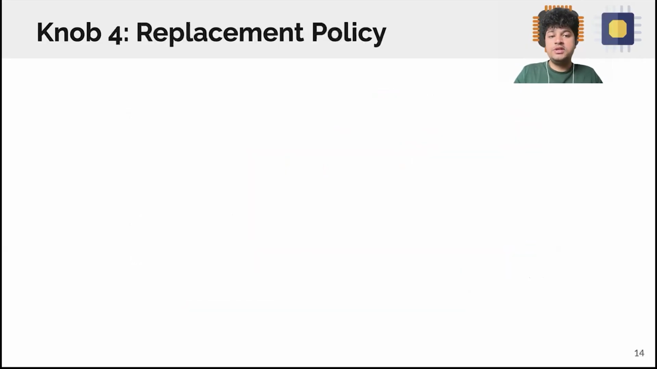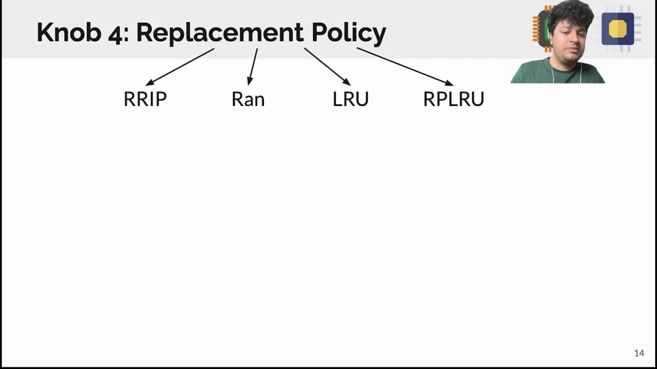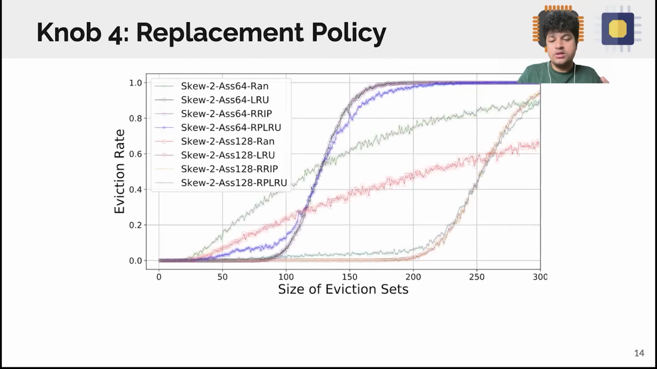Right. So next up, we have the replacement policy. We'll consider four replacement policies here: random, and then three other deterministic policies. RP-LRU is basically a randomized pseudo LRU policy. It's designed specifically for randomized caches, and it's a more practical implementation of LRU as well. Talking about results, we see that all the deterministic policies actually seem to do better than a random replacement policy in terms of eviction rate.